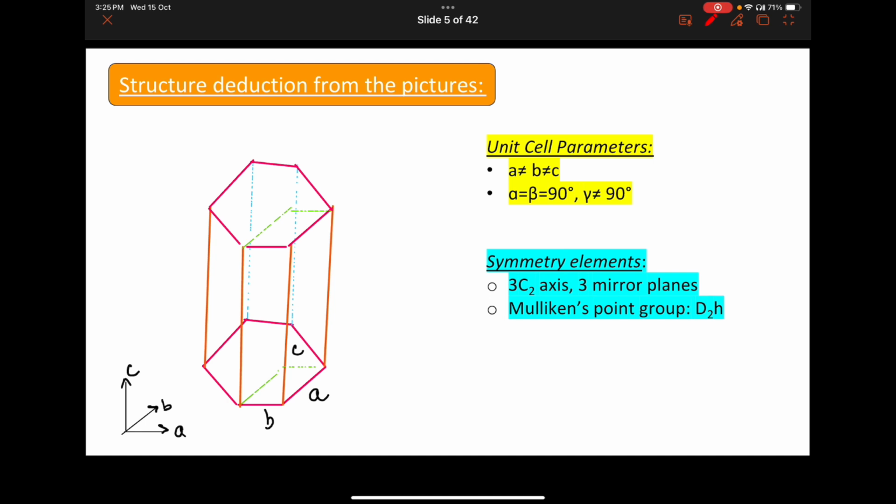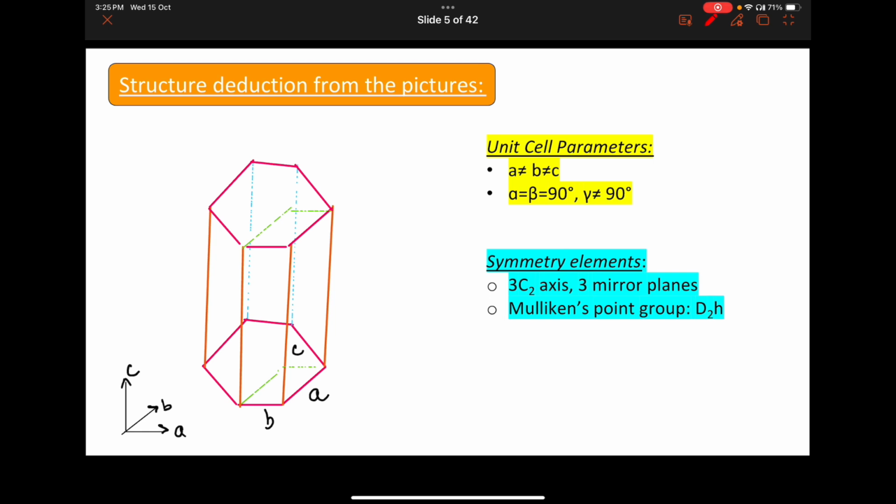I drew a rough crystal system using the right-hand notations of the axes A, B, and C as the unit cell parameters that I have found out. I have measured that a is not equal to b, not equal to c, and the angles are alpha equals beta equals 90 degrees, but gamma is not equal to 90 degrees.